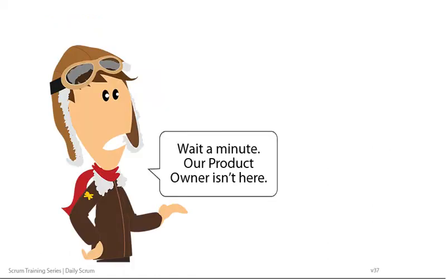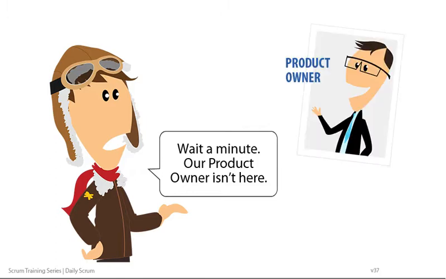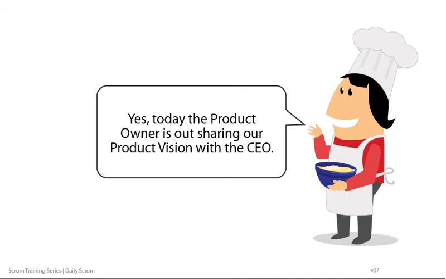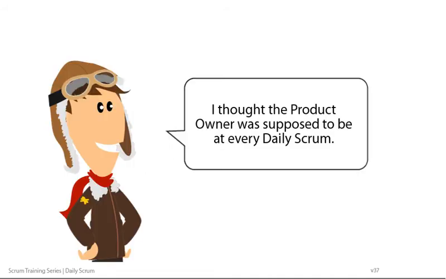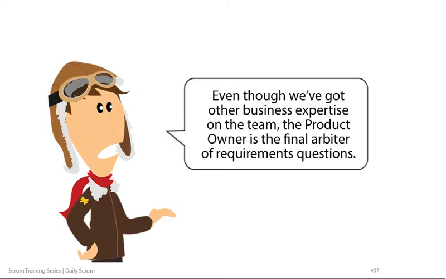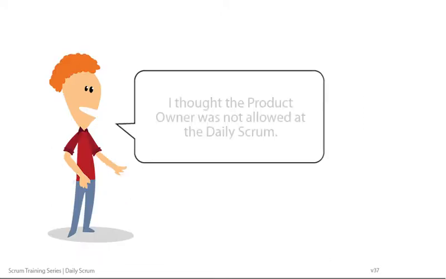Wait a minute. Our product owner isn't here. Yes, today the product owner is out sharing our product vision with the CEO. I thought the product owner was supposed to be at every daily Scrum. Even though we've got other business expertise on the team, the product owner is the final arbiter of requirements questions. I thought the product owner was not allowed at the daily Scrum.